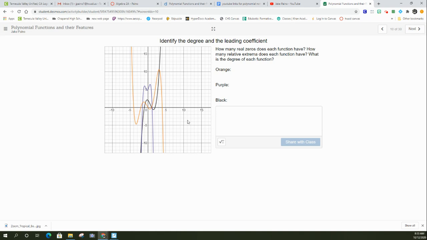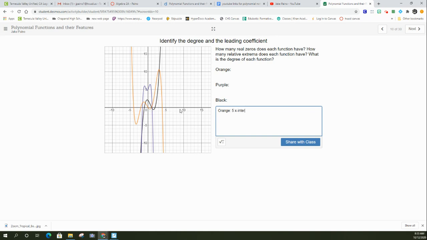All right, so this one is an important one here. Kind of puts everything together. So I got 3 different graphs on there. I got an orange graph, I got a purple graph, and I got a black graph. I want to know if I could just look at the graph and determine, what is the degree of that graph. All right, and so to do that, we want to look. So let's focus on the orange graph first. Okay, how many x-intercepts does that have? It has 1, 2, 3, 4, 5 x-intercepts.